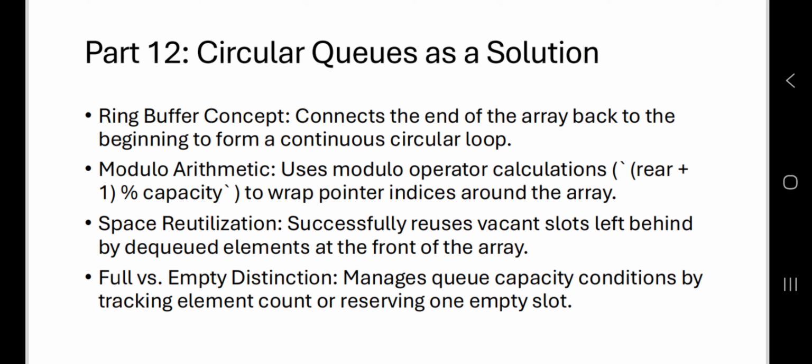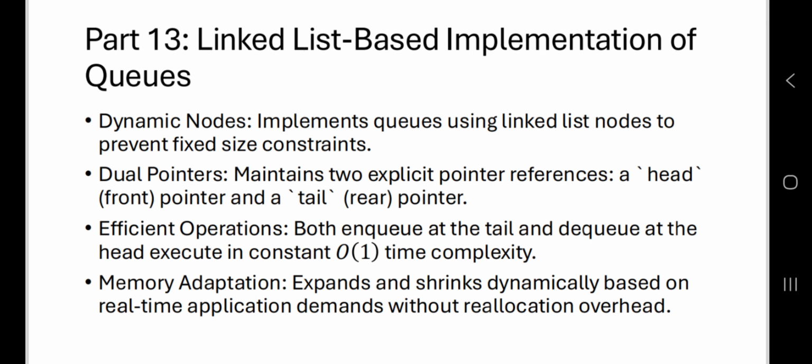Just like stack, the queue can also be implemented using linked list, which we cover in part 13. By using the dynamic nodes, we can completely avoid fixed size constraint. So instead of one pointer, we maintain two explicit pointer references, a head pointer for the front and a tail pointer for the rear. Both enqueuing at the tail and dequeuing at the head execute in constant O(1) time complexity, allowing the memory to adapt dynamically to real-time application demand.